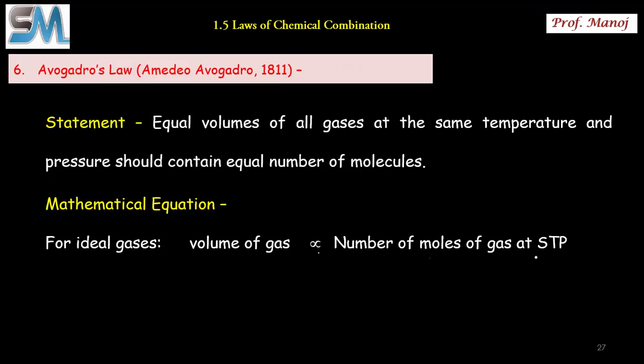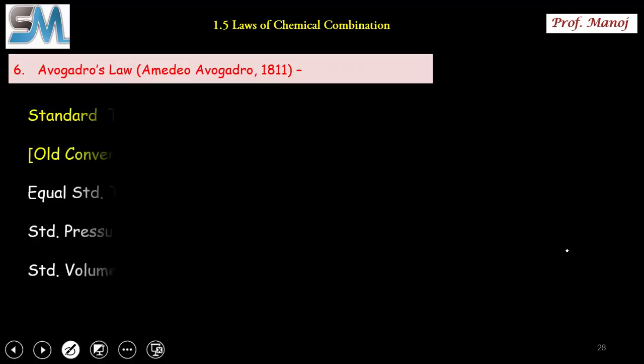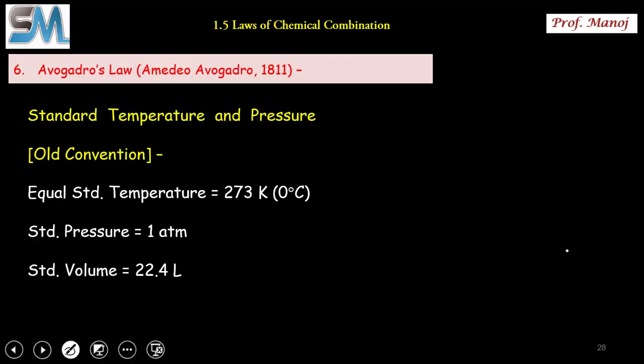We have been talking about the term STP again and again. So let us talk about this. What is this STP? It's standard temperature and pressure. There have been two conventions in use. One is an old convention where temperature is 0 degrees Celsius, of course, that is 273 Kelvin. Pressure taken is 1 atmosphere. In such condition, the standard volume of a gas you get is 22.4 liter. Liter is same as decimeter cube.